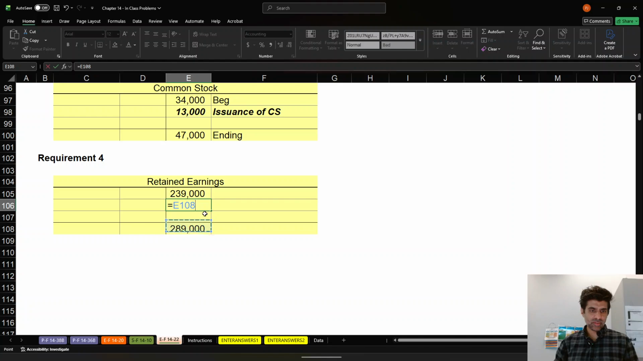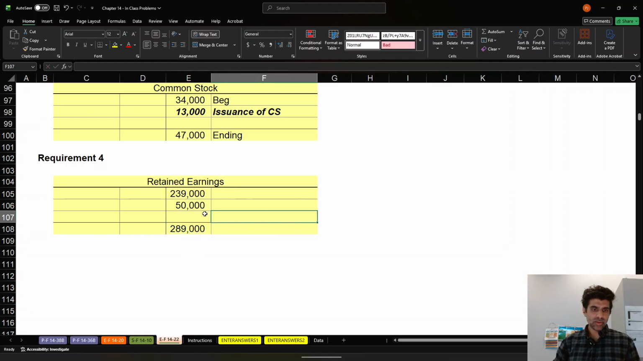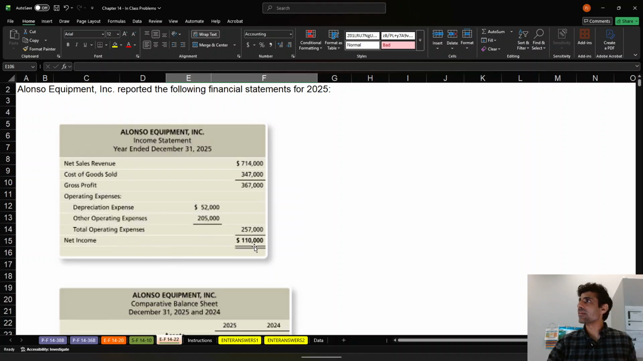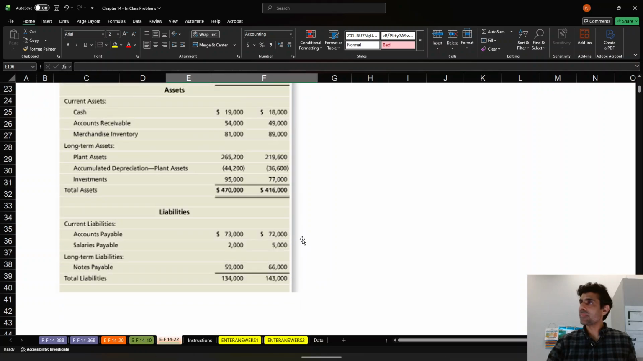Is there just some $50,000 something? What is this? We need total credits of $50,000. Does that $50,000 represent dividends? What am I missing here? Yeah, Tyler. Okay, good. So first we need to add in net income. Where should I get that from? Income statement. So 110,000 is net income.